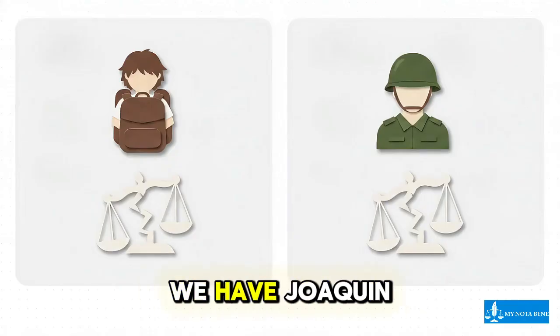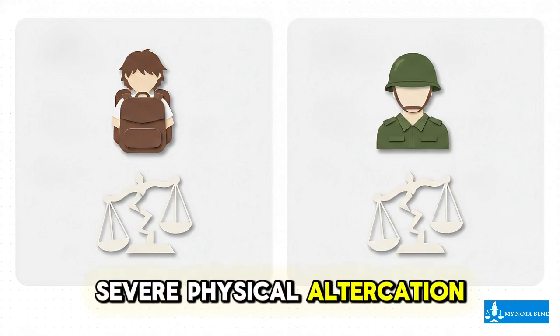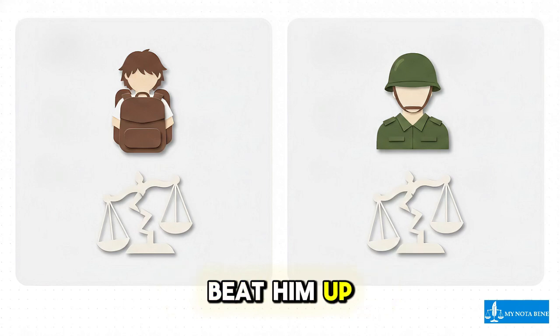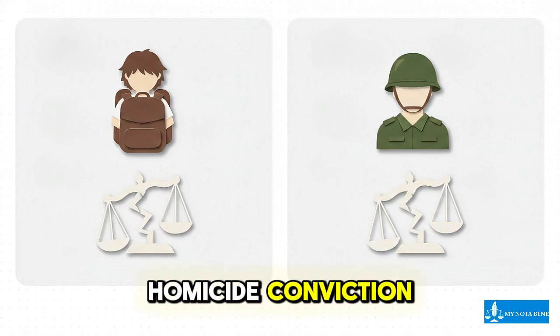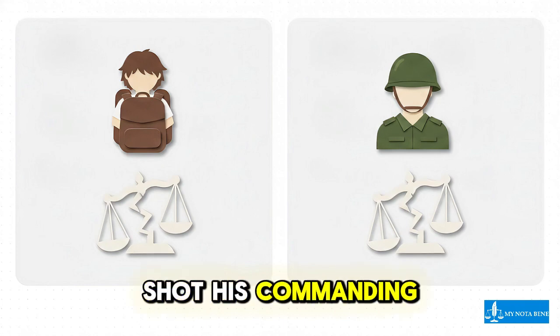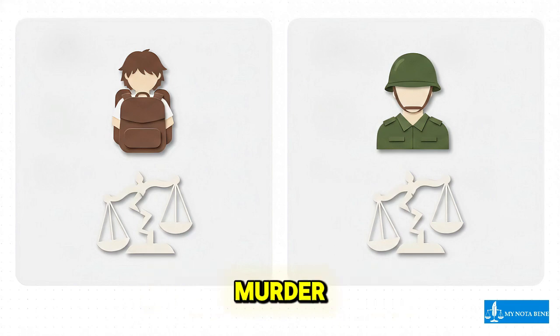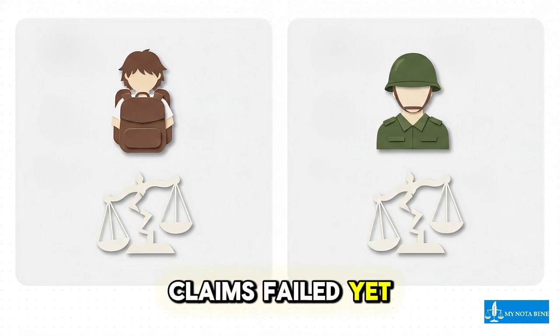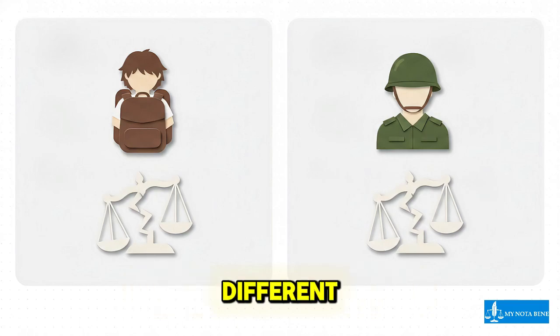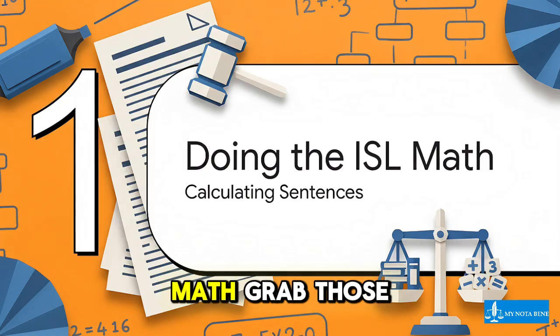On one side, we have Joaquin David. He was a 17-year-old student who, after a pretty severe physical altercation, shot the individuals who bullied and beat him up, getting him a homicide conviction. On the flip side, we have Erwin Applicator. He was a military man who shot his commanding officer and got convicted of the complex crime of qualified direct assault with murder. Now, both of these guys claimed self-defense in court. Both of their claims failed, yet, tragically, and just due to the sheer strictness of the law, their sentences could not be more different. All right, let's get into Section 1, doing the ISL math.